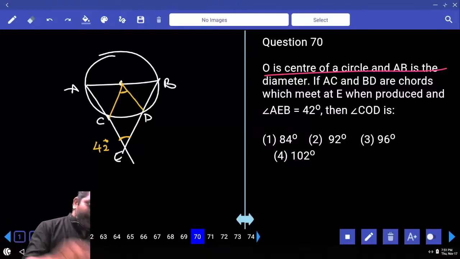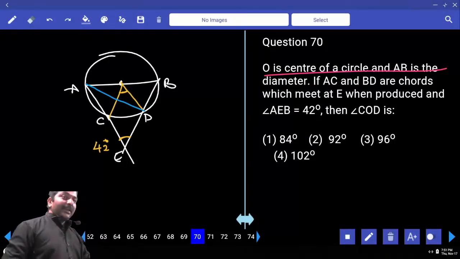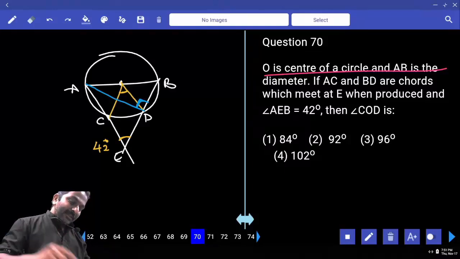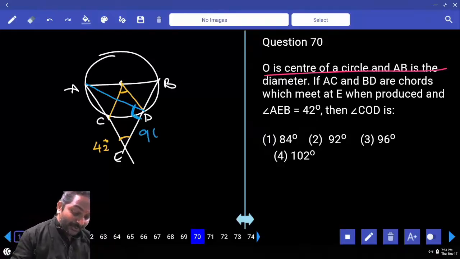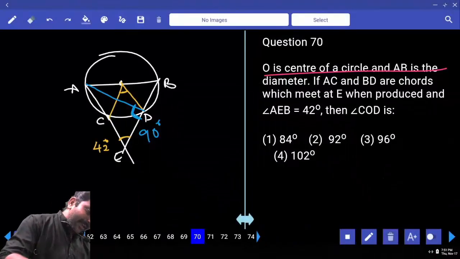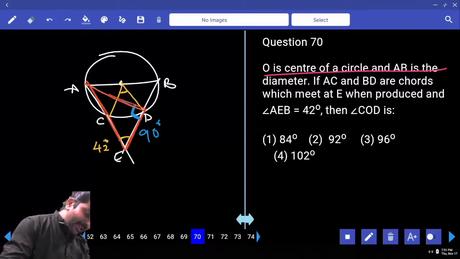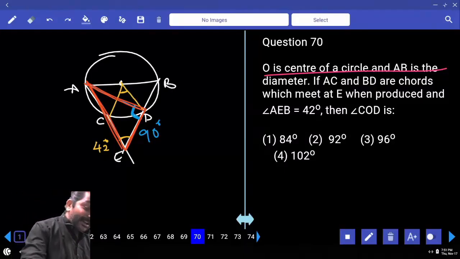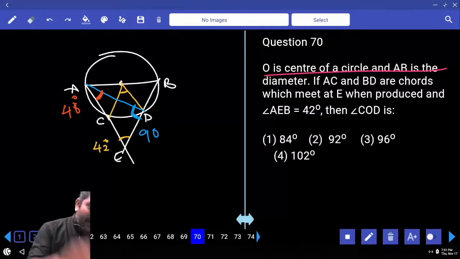Now, let me take AD here. Can you tell me what is the angle at ADB? Can you also tell me what is the angle at ADE? Now look at this triangle ADE. What is the angle at D? 90. What is the angle at E? 42. Then angle at A must be equal to 48 degrees.